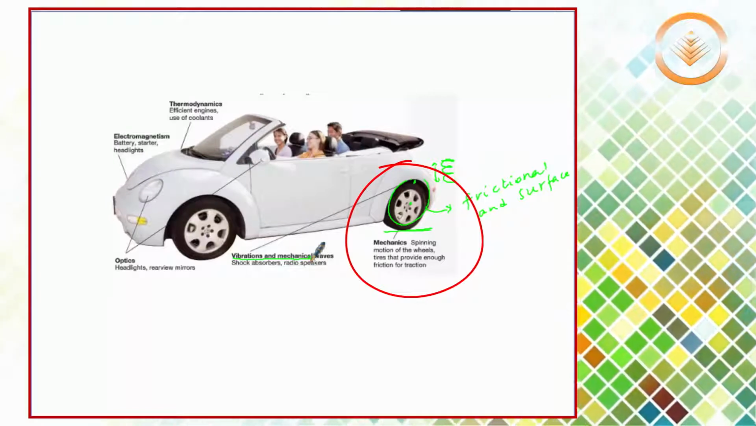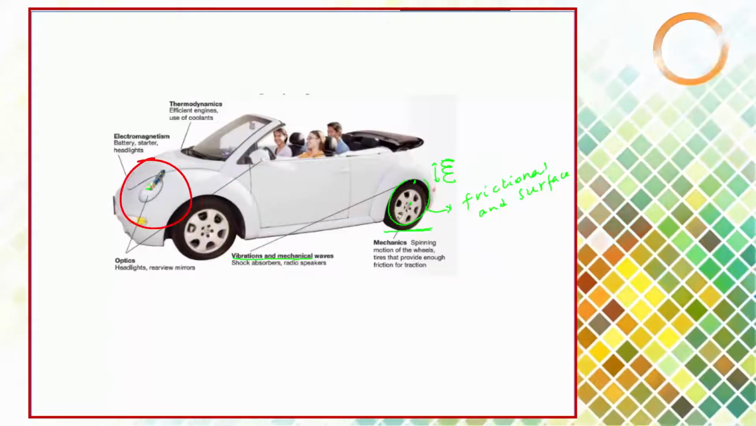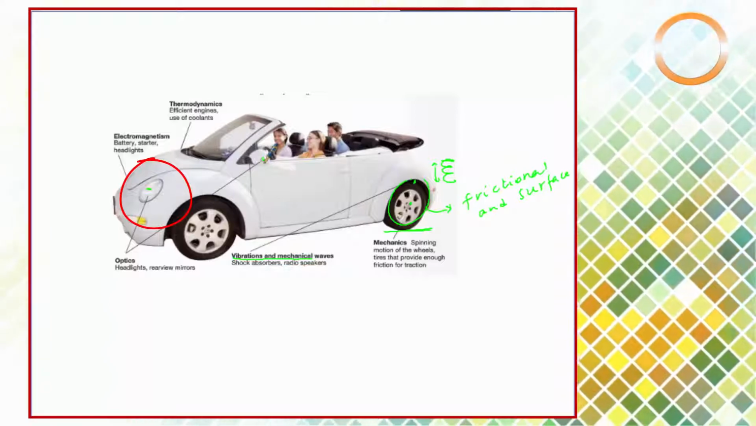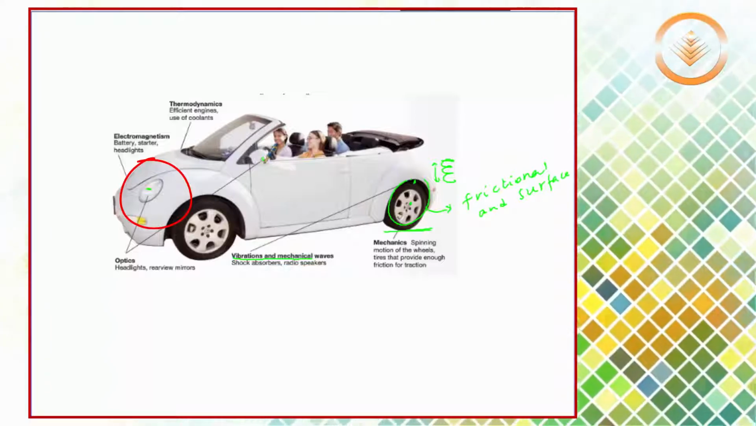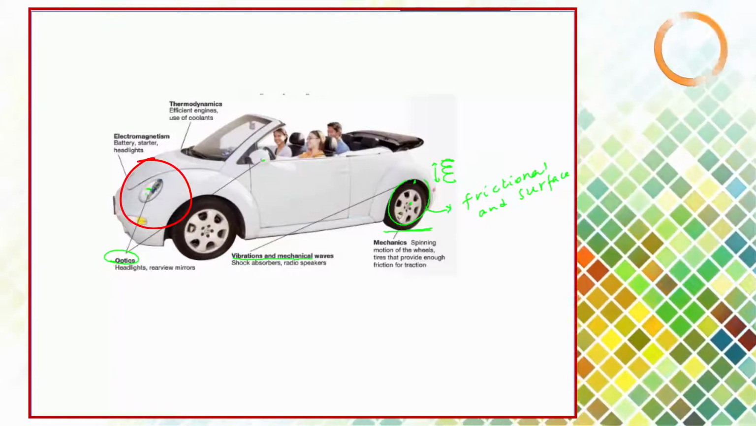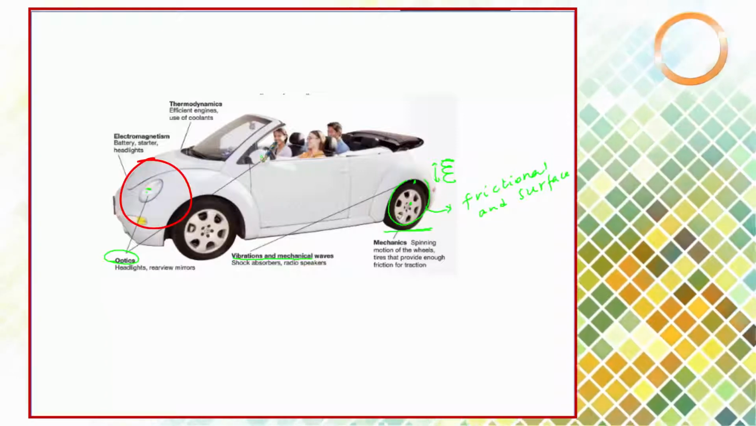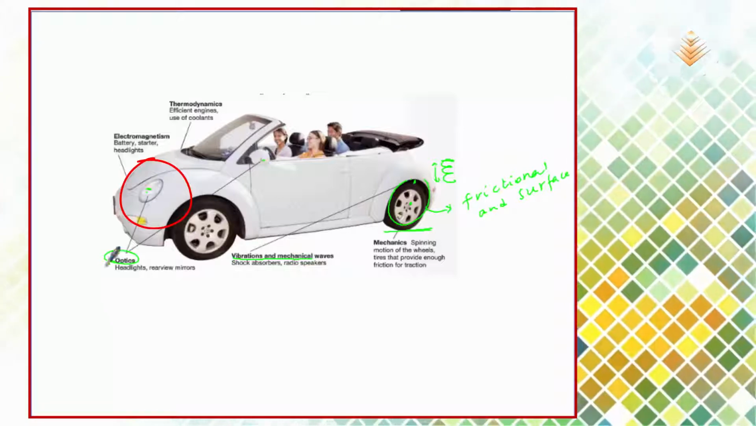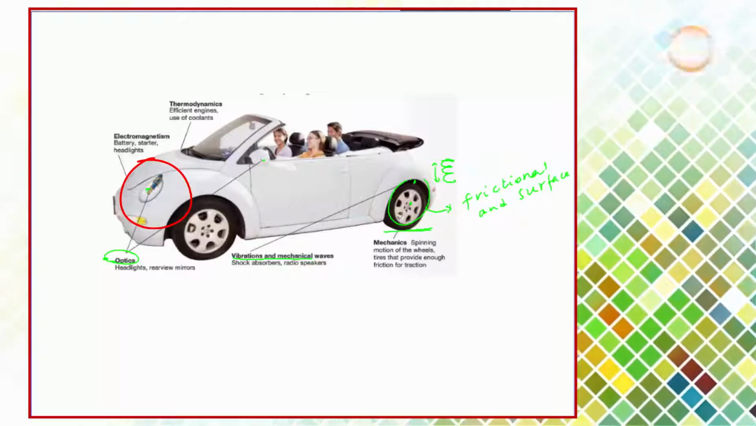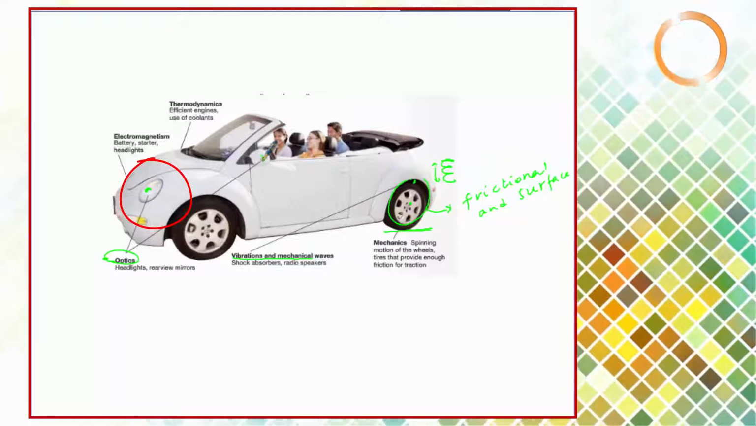And the other one here, as you can see, there are headlights. There is a light here and there are also side mirrors. We call them side mirrors, which help us to see objects behind us. So optics studies the lights, how this light works, and how an image is formed on the side mirror of the car. So we find the concept of optics in how light works in the headlights of the car and the side mirror of a car.